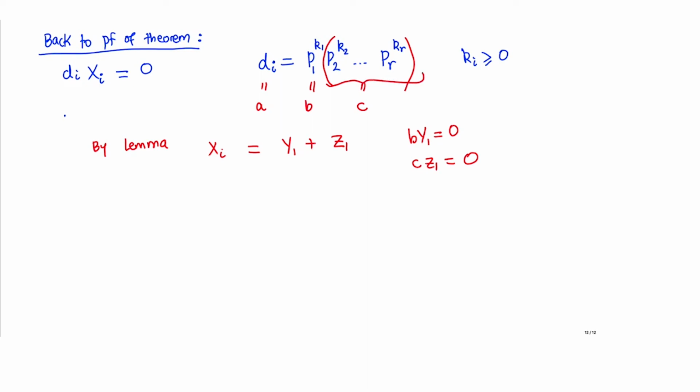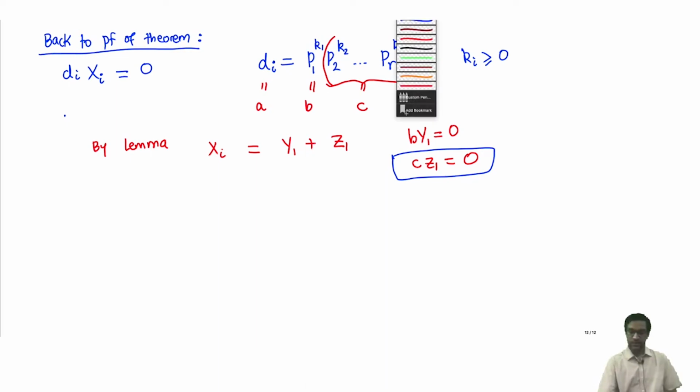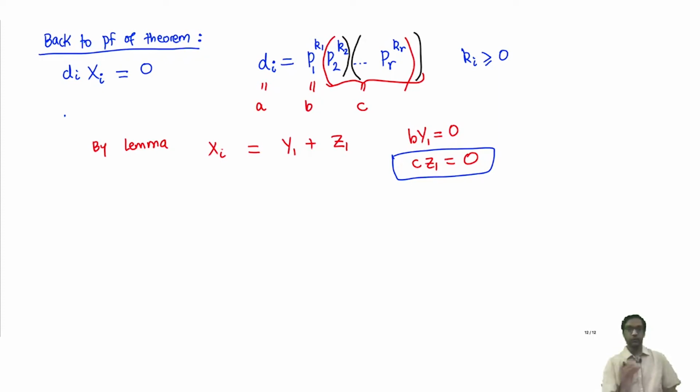What do I mean by that? Here's what we will do. We will think of z1, where c z1 is 0. Start with this equation and apply the lemma again to c. So what does c look like? It's this product. Again I split into two pieces. This first term alone is separate, and the remaining terms are separate. So I will write c as p2 to the k2 as one term, and all the rest as another term. These two are relatively prime.